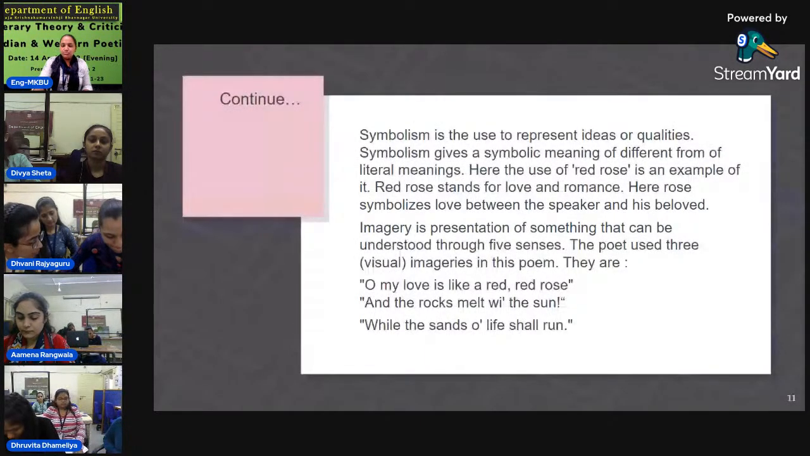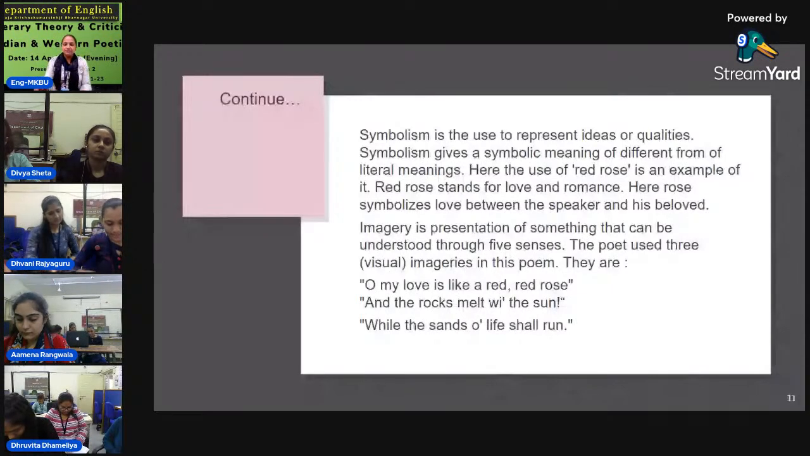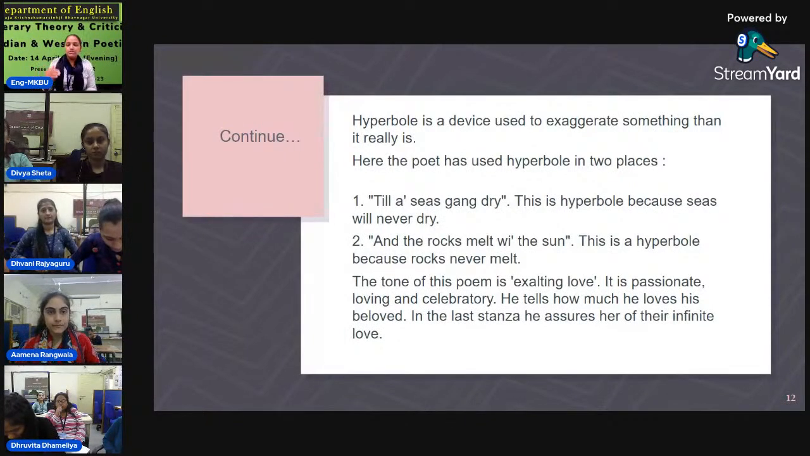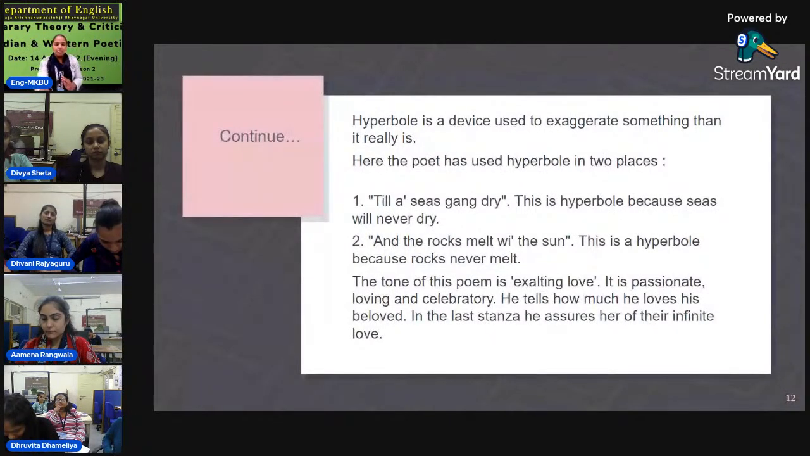Five senses are used, and the poet used three visual images in this poem. "Oh, my love is like a red, red rose," and "the rocks melt wi' the sun," while "the sands o' life shall run." And even in this poem, hyperbole is also used. Here the line is "Till a' the seas gang dry": there is a hyperbole, because seas never dry, and the rocks melt with the sun is also a hyperbole, because rocks never melt.